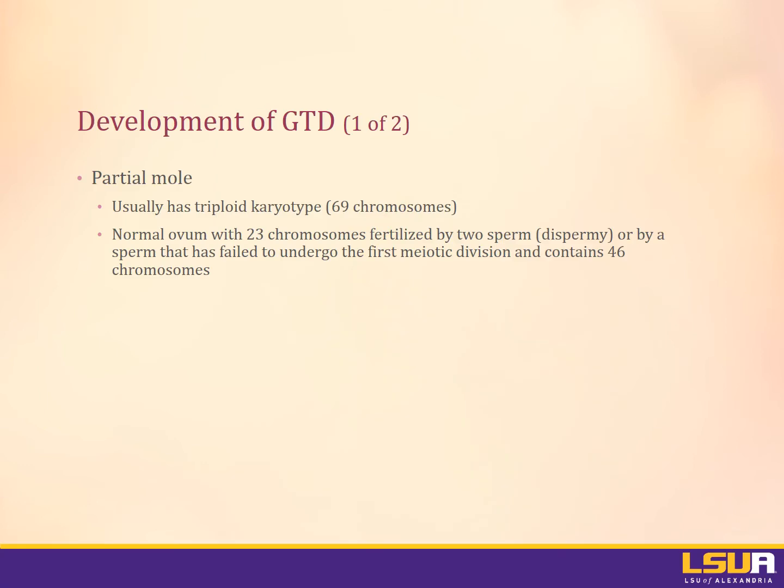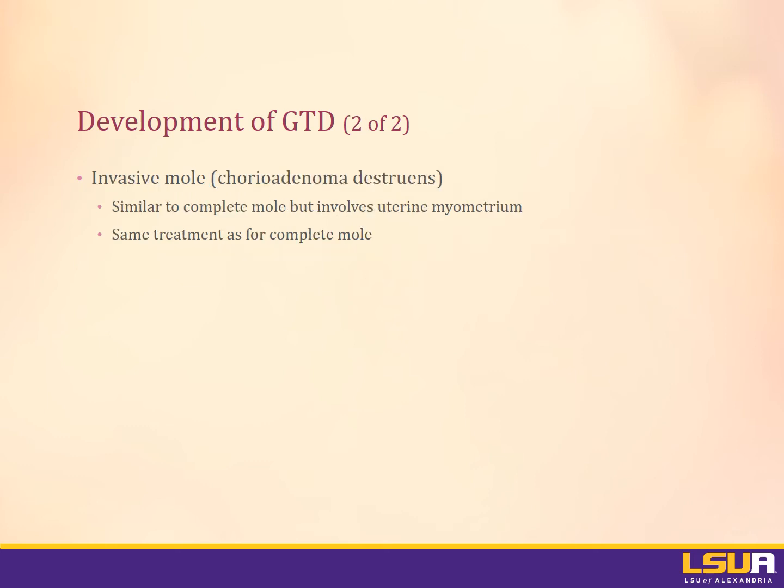A partial mole is like a triploid karyotype. It's got 69 chromosomes in it. Now, I'm not asking you to memorize all of this. A normal ovum has 23, fertilized by two sperm or by a sperm that's failed to undergo the first division, and it contains 46. And an invasive mole is similar to a complete, but it involves the myometrium as well. But the treatment is going to be the same.